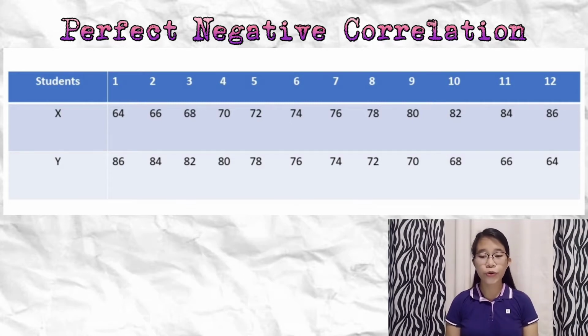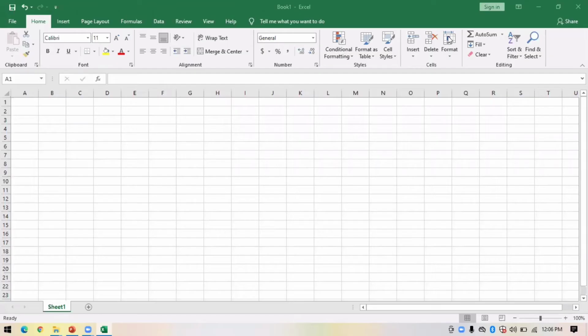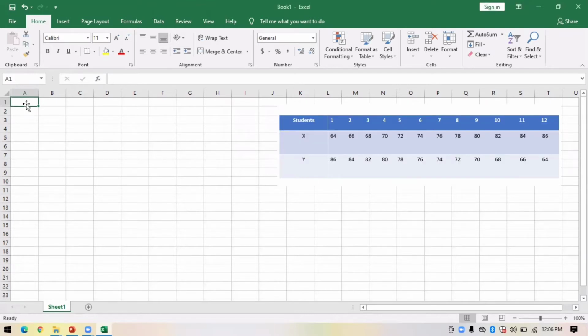Now, I will show you how to get the perfect negative correlation with the use of computer, specifically with the use of Microsoft Excel. Microsoft Excel is one of the easiest ways to quickly calculate the correlation between two variables for a large data set. So the first thing you need to do is identify your variables. We have here the variables from the result of the test in purposive communication and art appreciation taken by 12 AB English students.